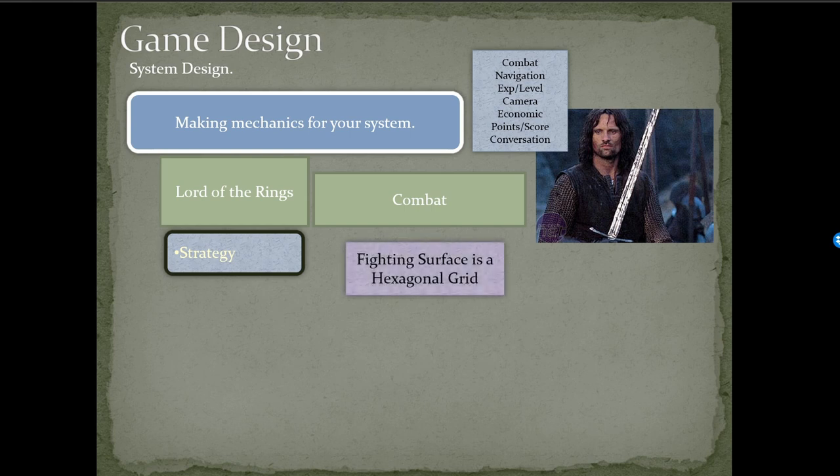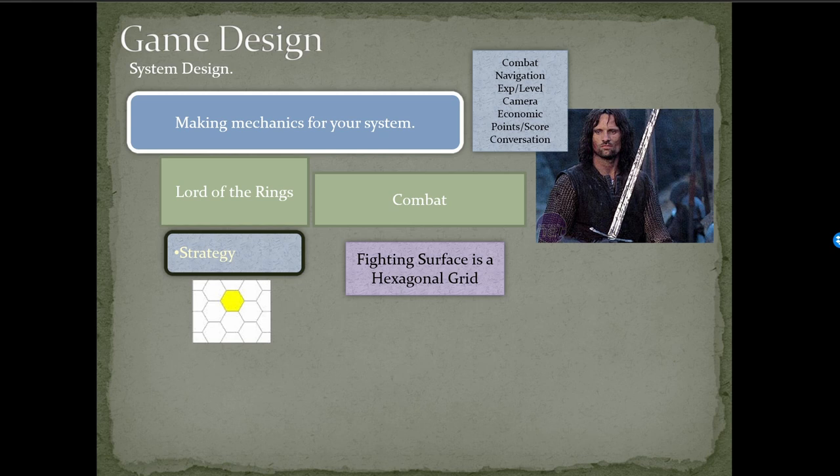Within that combat system, we have to determine things like how units move around on the map. In this case, we're going to choose a fighting surface that is a hexagonal grid. Here you can see an example of a hexagonal grid. The reason to choose this is that a unit here can attack in all of the directions and move in all of the directions. So movement makes a little bit more sense than it does on a square grid, though you can do a square grid.